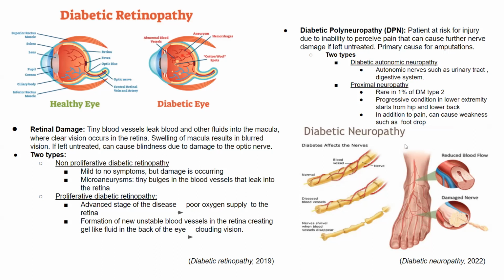It is divided into two stages. The advanced stage is due to poor oxygen supply to the retina and formation of unstable blood vessels, causing clouding vision. Prevention or slow development of diabetic retinopathy is encouraged, given treatment outcome varies. Diabetic polyneuropathy is also found in patients who are at risk for injury due to inability to perceive pain, which can cause further nerve damage if left untreated. It is also the primary cause for amputations.